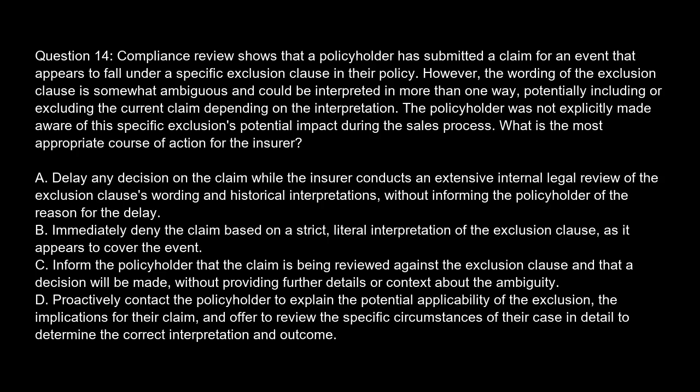Option A. Delay any decision on the claim while the insurer conducts an extensive internal legal review of the exclusion clause's wording and historical interpretations, without informing the policyholder of the reason for the delay. Option B. Immediately deny the claim based on a strict, literal interpretation of the exclusion clause as it appears to cover the event. Option C. Inform the policyholder that the claim is being reviewed against the exclusion clause and that a decision will be made, without providing further details or context about the ambiguity.